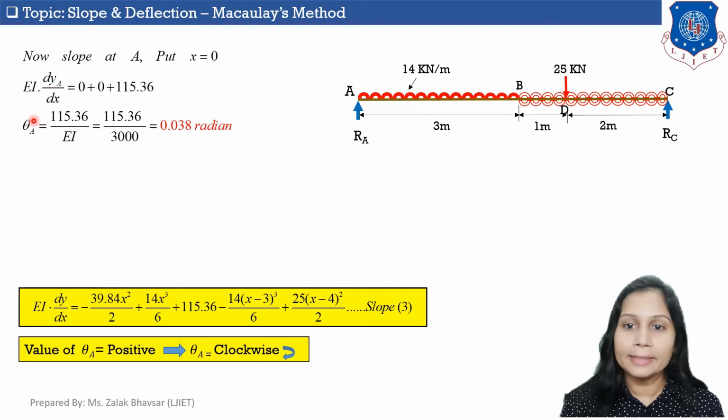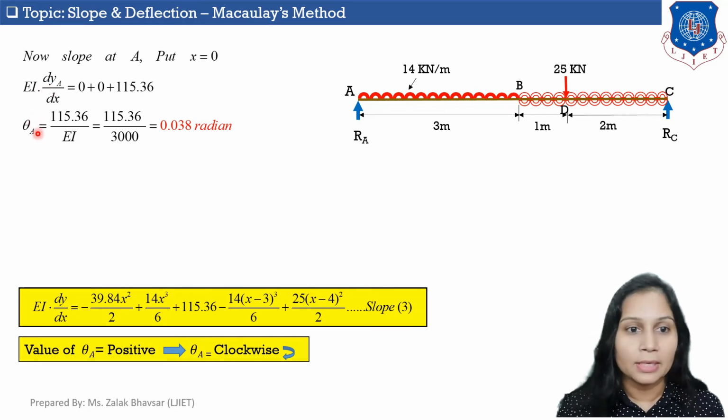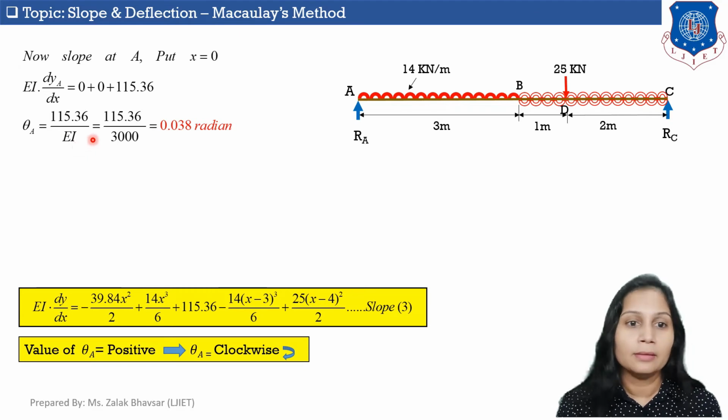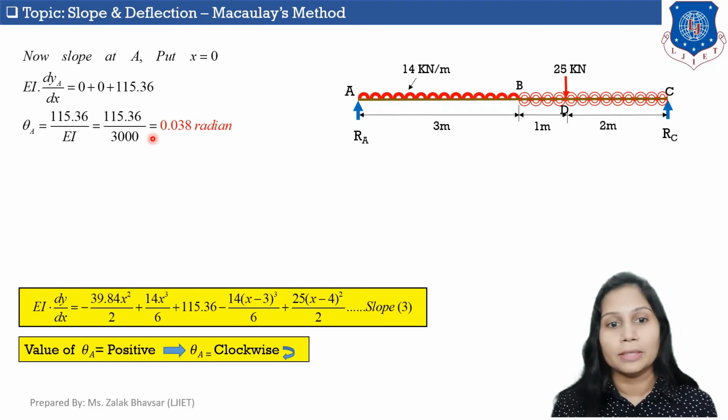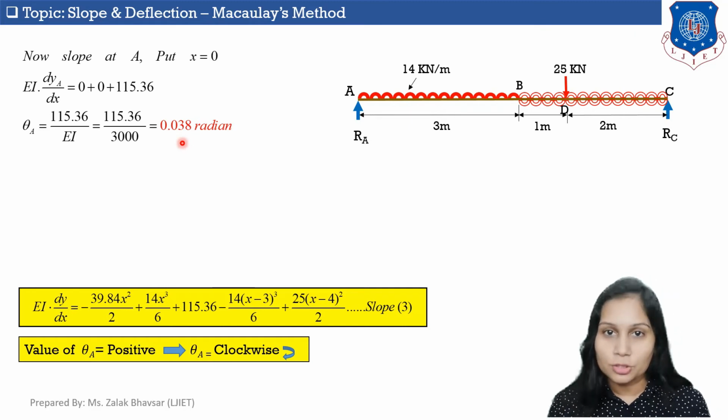value of theta A. Theta A is a slope at point A is equal to 115.36. I am taking this EI in numerator, then it will be equal to 115.36, and in a given data value of EI is 3000. So I get answer of theta A is equal to 0.038 radian. So here we calculated slope.